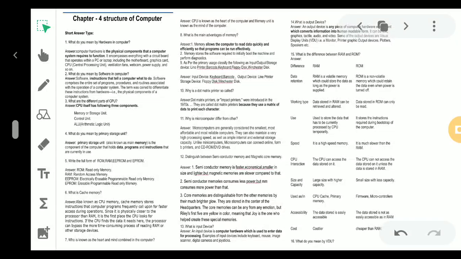Okay, who is known as the heart and mind of the computer? You can say the CPU is known as the heart and memory is known as the mind of the computer. So what are the advantages of memory? Memory allows the computer to read data quickly and efficiently so that programs can be run efficiently. It also stores the software required initially to boot the machine. It also stores that particular data.